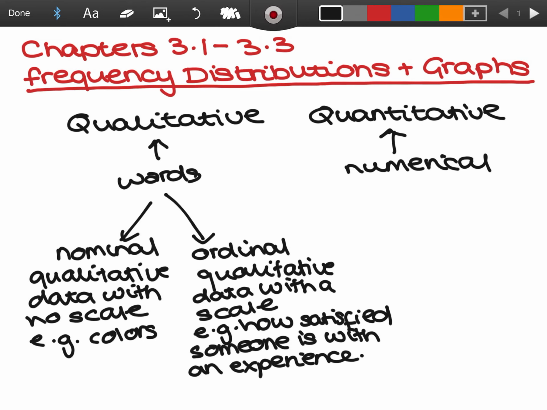Now, there's two different types of quantitative data. There's interval data and ratio data. Interval data means that you have numerical data, but there is no true zero.